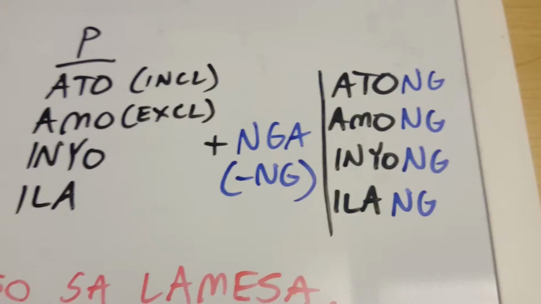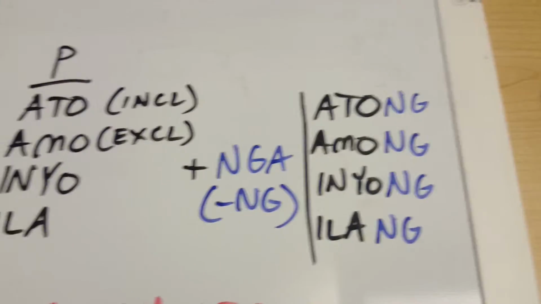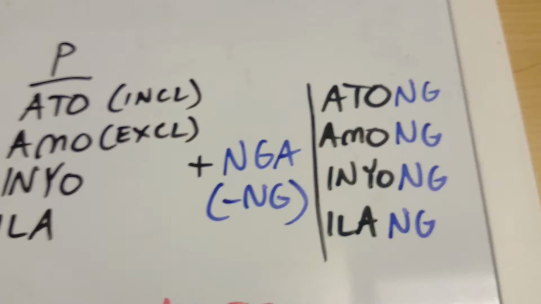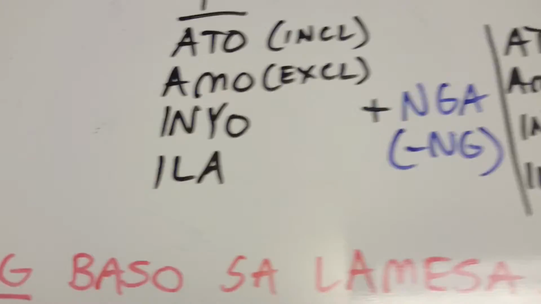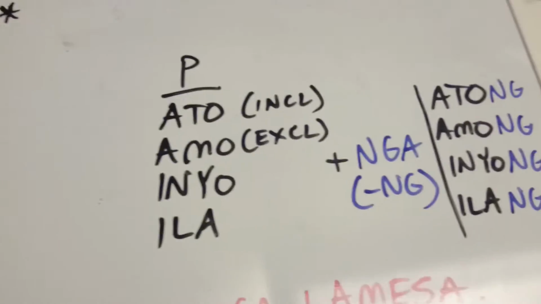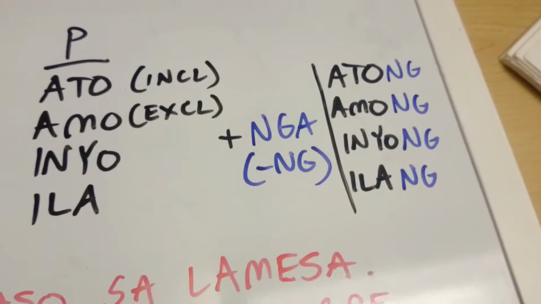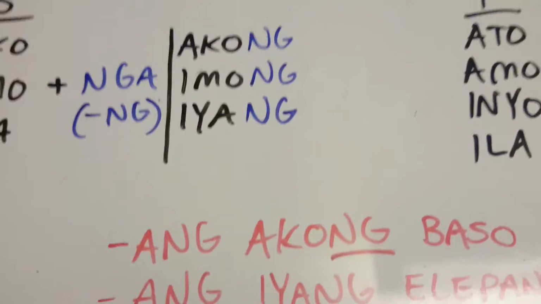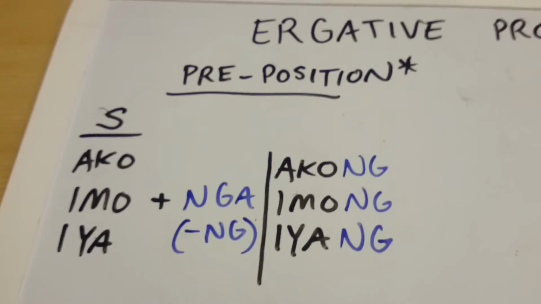So ato turns into atong, amo turns into among, inyo, inyong, ila is ilang. It might be a difficult sound to make with the nasal sound, but keep trying. Especially with English speakers, it might be difficult at first. The ng ending. And then the example sentences I have here for the preposition pronouns.